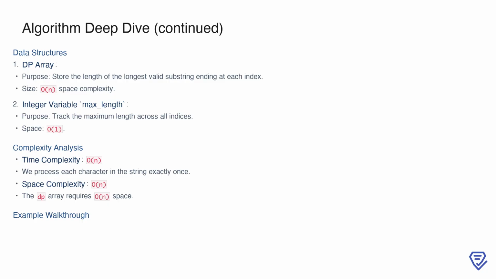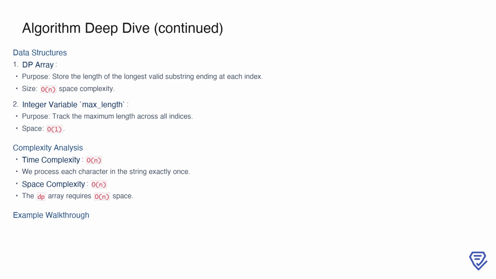In terms of complexity, the time complexity of this solution is O(n), since we process each character in the string exactly once. The space complexity is also O(n), due to the DP array. This combination of linear time and space ensures the algorithm is both efficient and scalable.